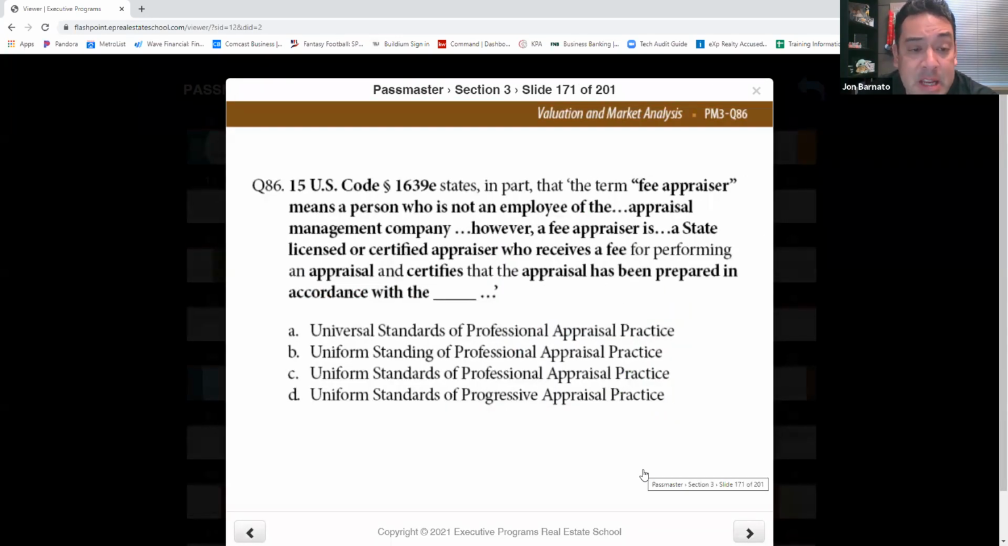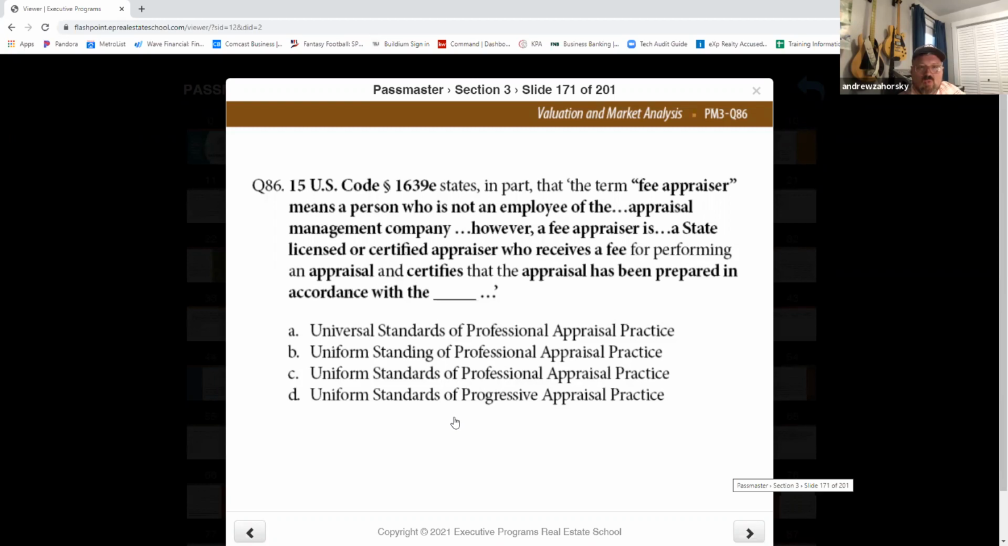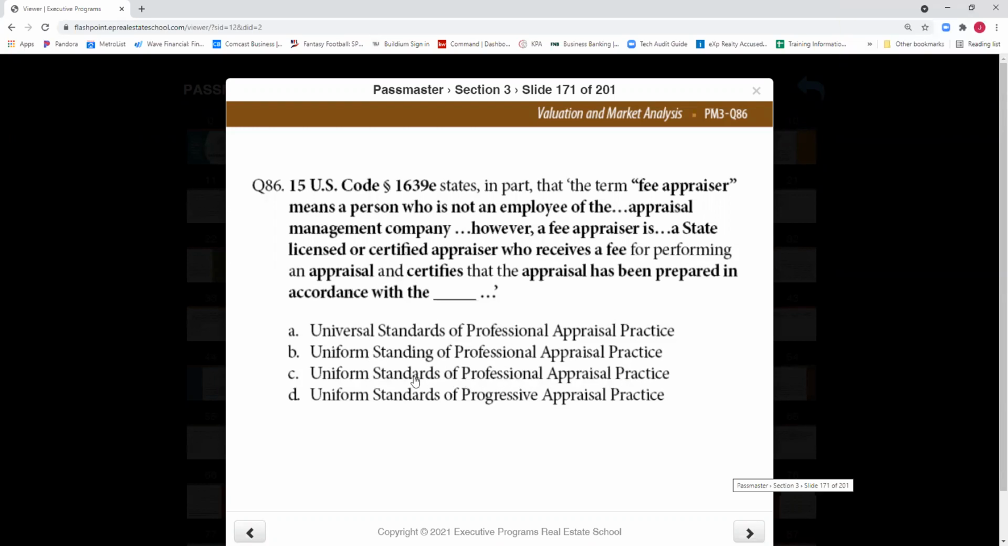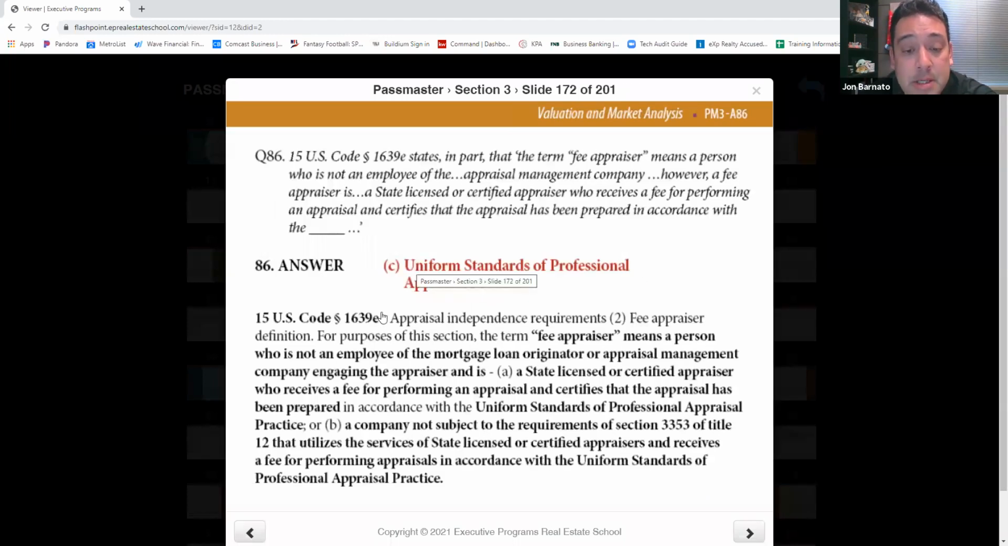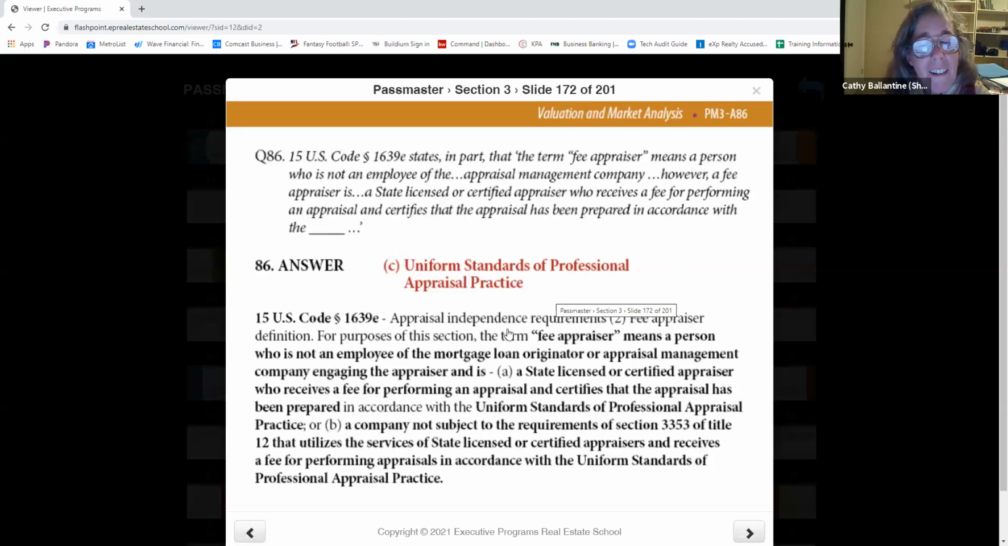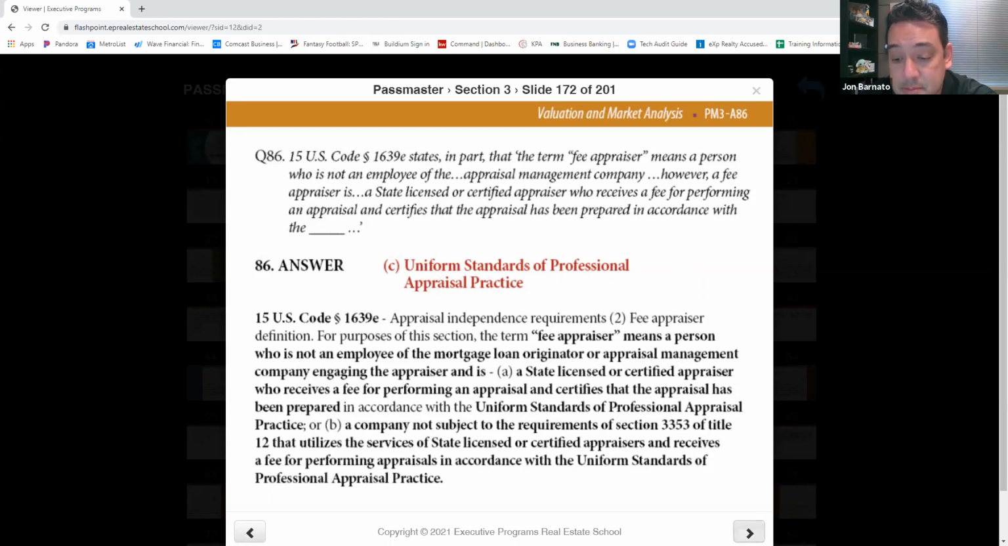U.S. Code 15 states in part: fee appraiser means a person who is not an employee of an appraisal management company. However, a fee appraiser is a state licensed certified appraiser who appraises for a fee for performing appraisal. Certified that the appraisal has been prepared in accordance with what? My God, that was a lot. I'm gonna say A, USAP. No, it's C. The Uniform Standards of Professional Appraisal Practice. All you have to know is the appraiser is supposed to follow this, the Uniform Standards of Professional Appraisal Practice. Uniform standards. Yeah.